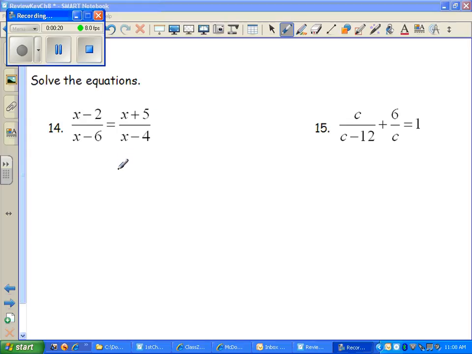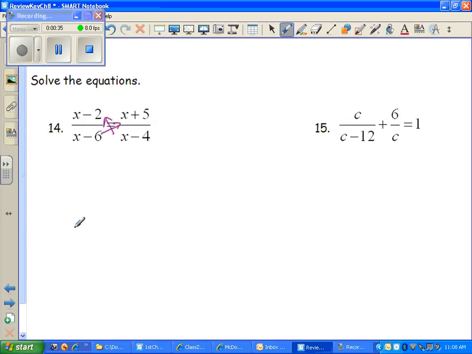If you look at number 14, you should recognize this type of problem from seeing it before in Algebra 1. It's just a proportion where you have one fraction equal to another fraction. And to solve that one, all you really have to do is cross multiply and then solve. So on the left side, I'm going to have x minus 2 times x minus 4 equal to, on the right side, I'm going to have x plus 5 times x minus 6.